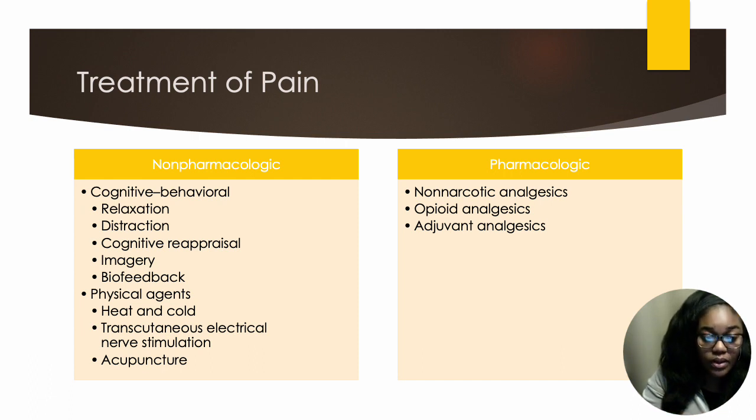So one of the first CBTs, or cognitive behavioral interventions, is relaxation, and that helps to lessen muscle tension, which could be an indicator of pain. You can use distraction that would help focus on stimuli that's not associated with pain. So you can have them watch TV or listen to music. You can have them look at something else that would help redirect their focus.